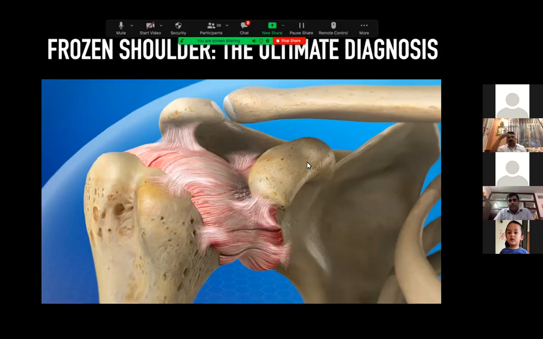My next question to you, Nabin sir again. What are the conditions that you now discover which you would have diagnosed as frozen shoulder in the past? One of the commonest is again rotator cuff tear, as Amit sir already said, the 60% association of frozen shoulder and rotator cuff tear.